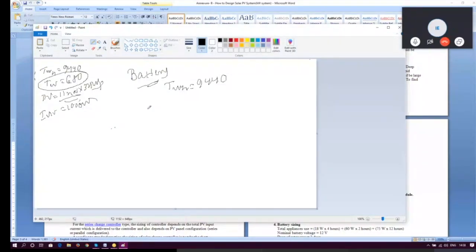So next, we need to find T1. T1 would be TWA divided by 0.85. 0.85 we have discussed as the battery loss. So in this case, 9440 divided by 0.85 would give us 11105. Okay, this is the watt hour for which we need to do the battery designing.